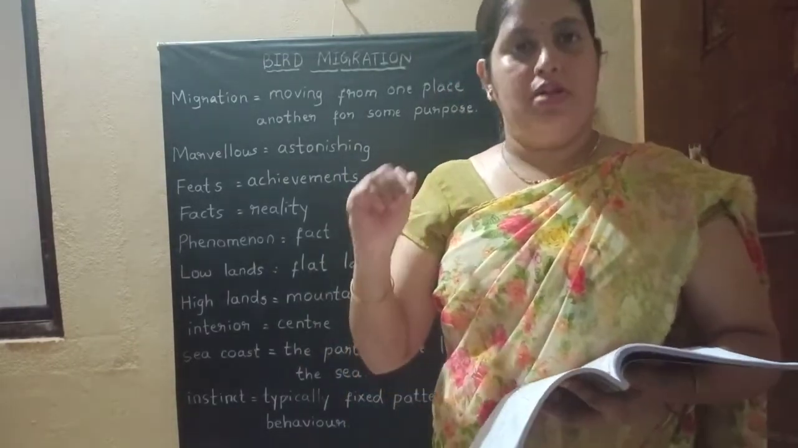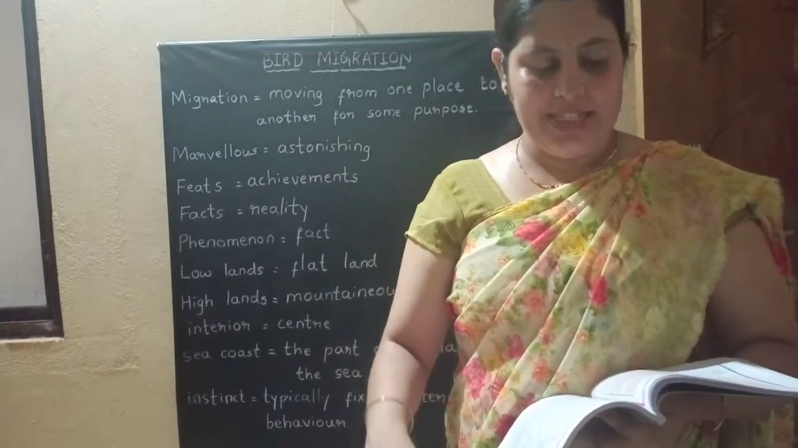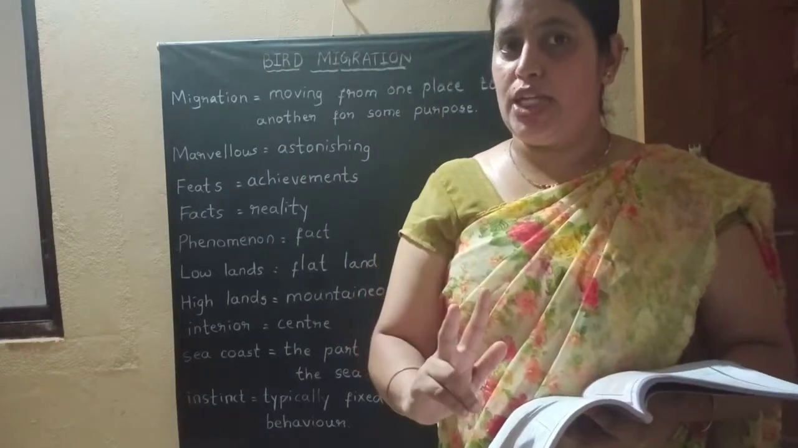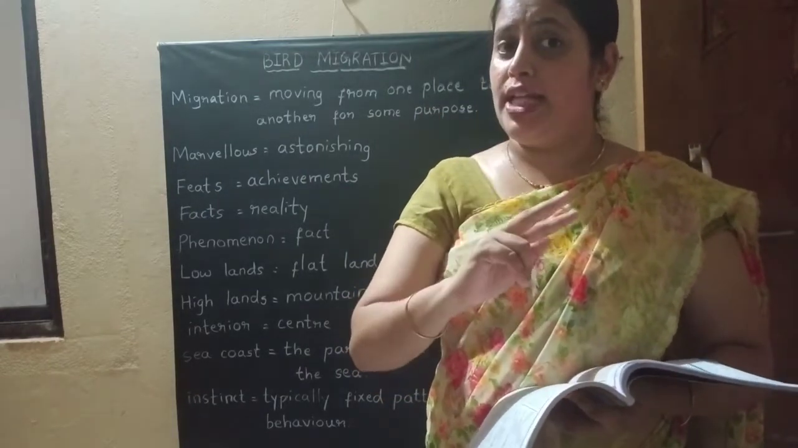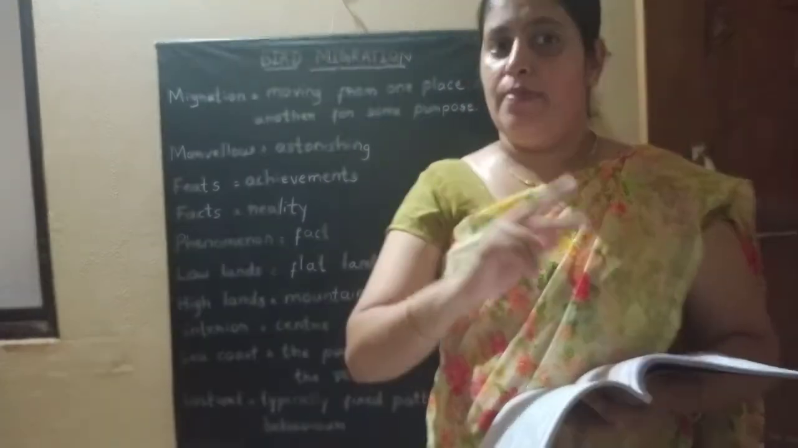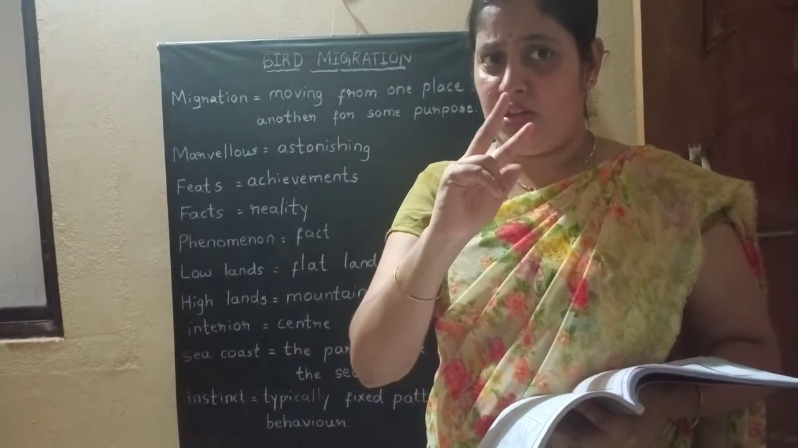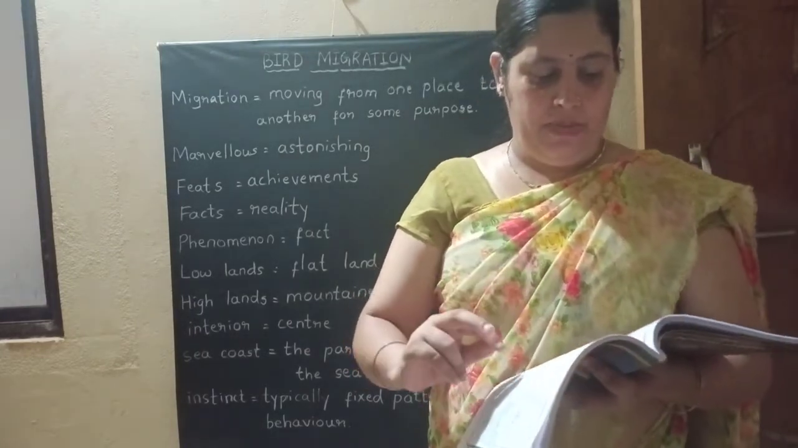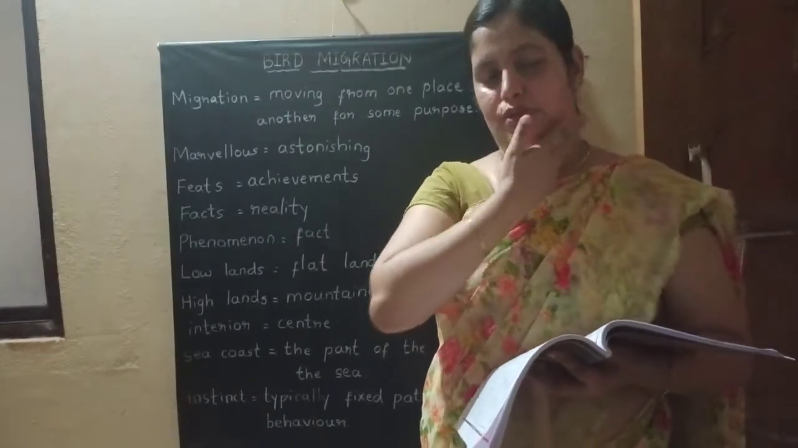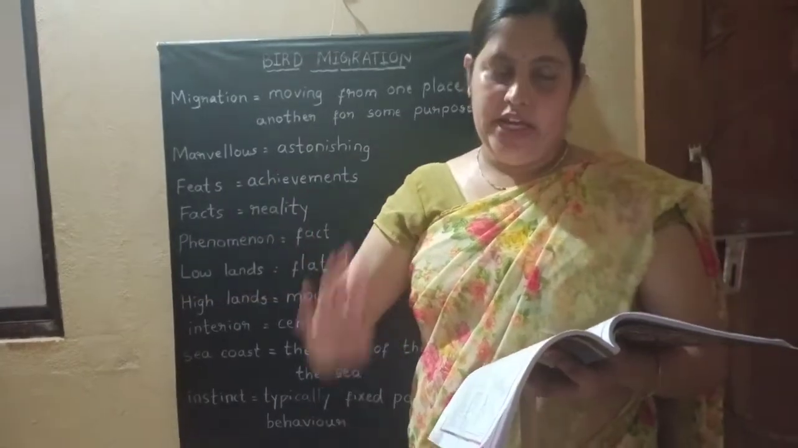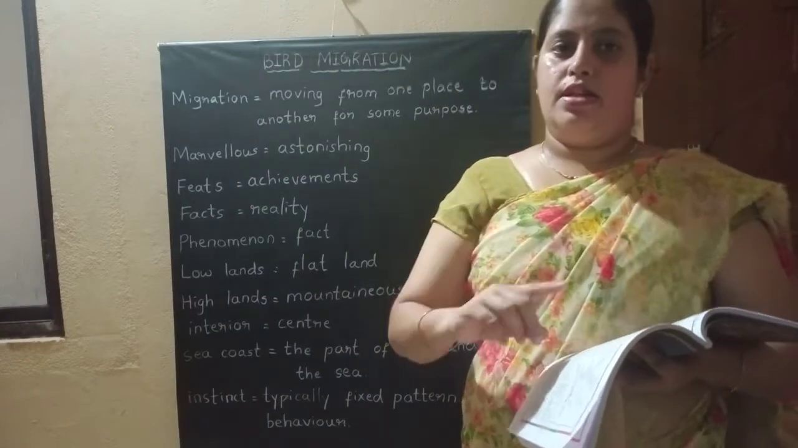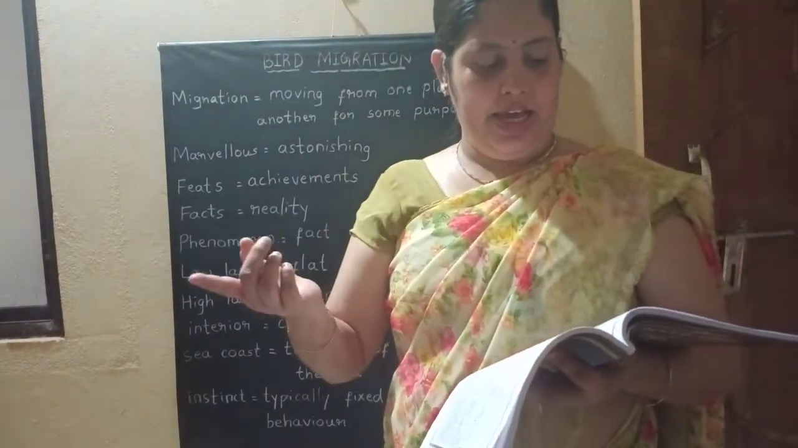Understood? So, birds are man's and environment's best friends. They are kept as pets. They can do marvelous achievements. In olden days, the kings used to send messages through letters to another kingdom by what? By birds. So like human beings, birds also migrate from one place to another place for different reasons. Their movement is seasonal.